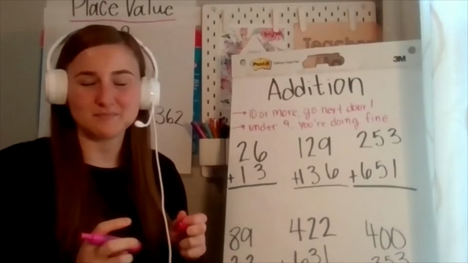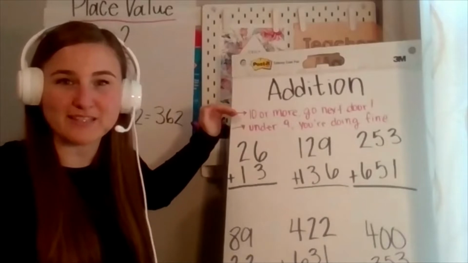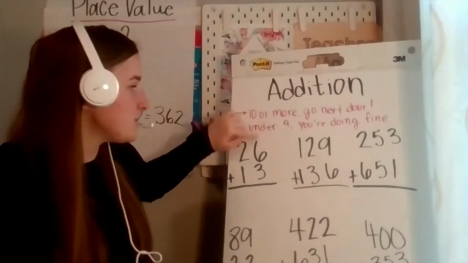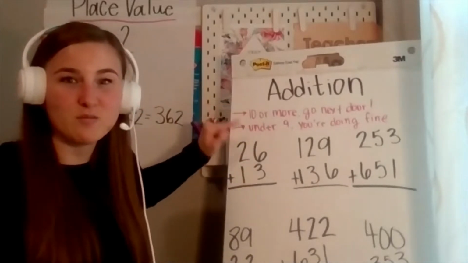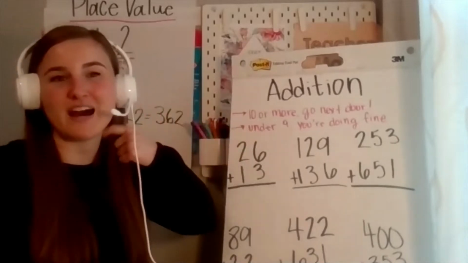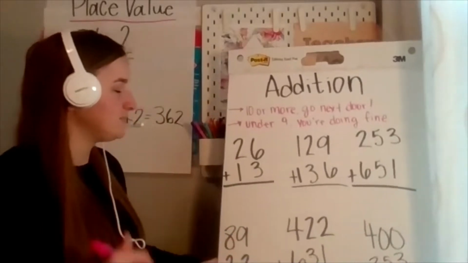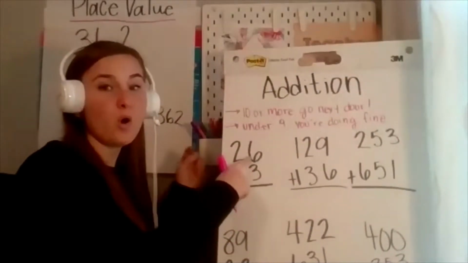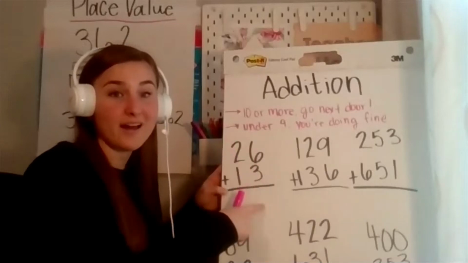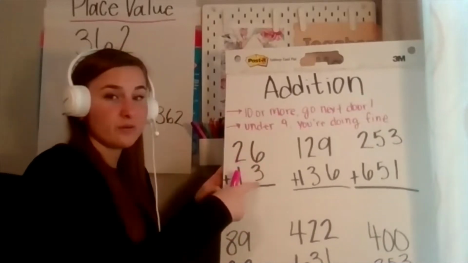Okay, awesome. So I want to remind you of the rhymes that we learned when we were at school. So when we're doing addition, if it's 10 or more, go next door. If it's under 9, you're doing fine. So we're going to talk through that while we're doing each problem. Okay, so we always start with the ones in every problem and go this way. So we're going to start with the ones.